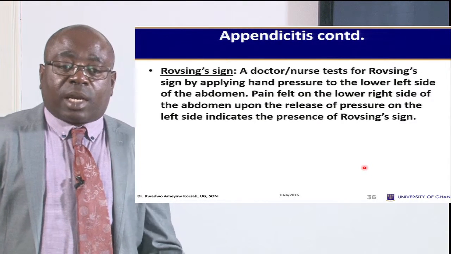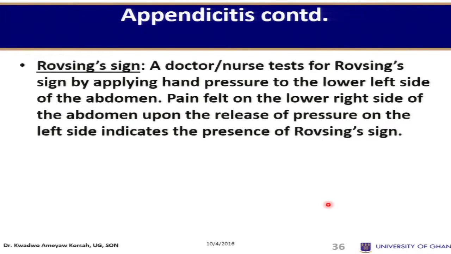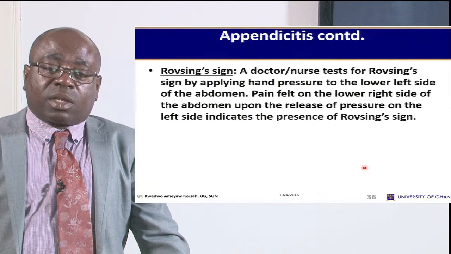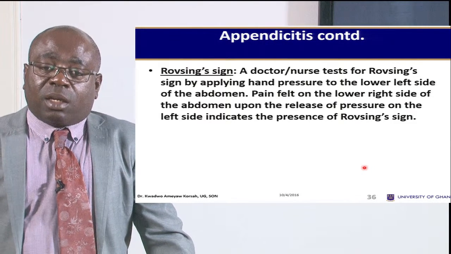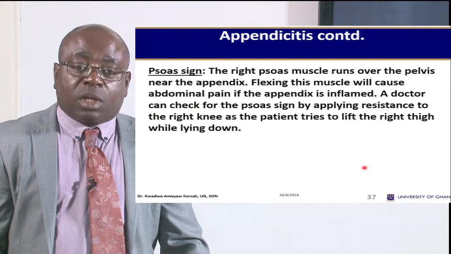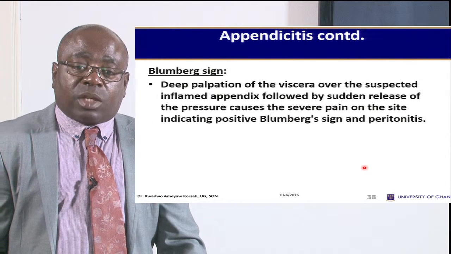There are other signs like Rovsing's sign, where the doctor tests for Rovsing's sign by applying hand pressure to the lower left side of the abdomen, and pain felt on the lower right side of the abdomen upon the release of the pressure on the left side indicates the presence of Rovsing's sign. And I hope in your physical assessment, Nurs 231, you have done Rovsing's sign when you were looking at abdominal palpation. We have the psoas sign, which later you can read.